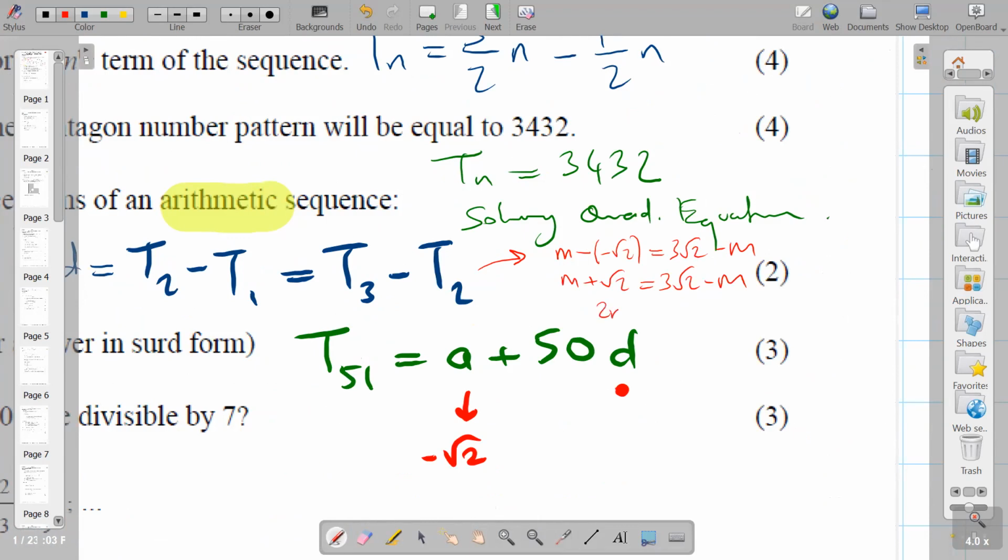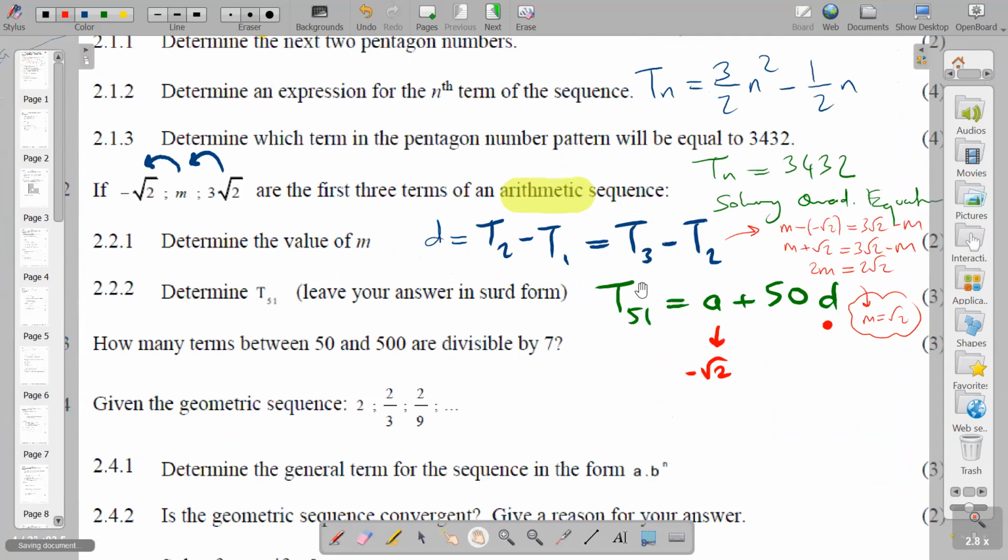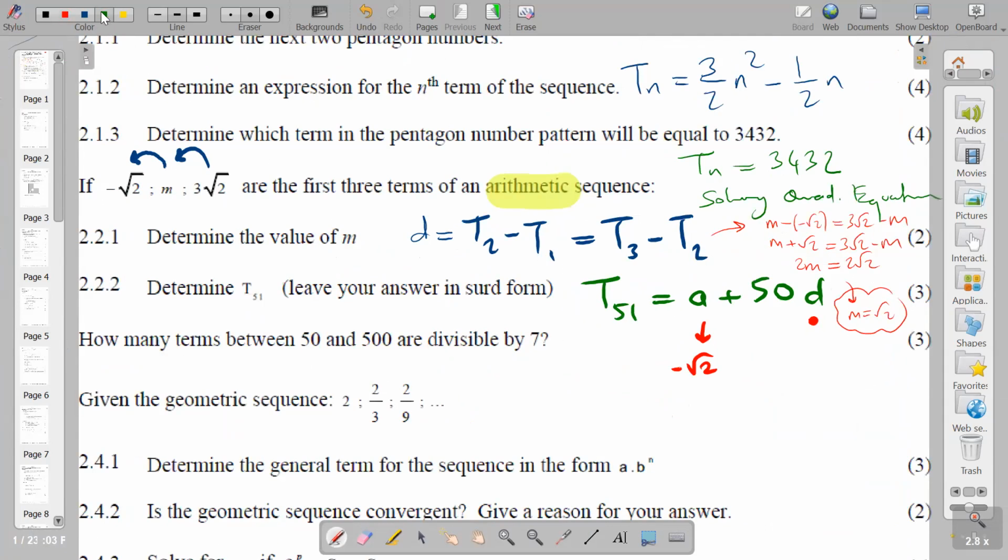So take M to one side. 2M is equal to 2 root 2. Basically, what do you get from here? M is equal to root 2. That's how you get the value of M. So after you got the value of M, which is root 2, then it wouldn't be a big problem to find A and D. I will write it down there now.